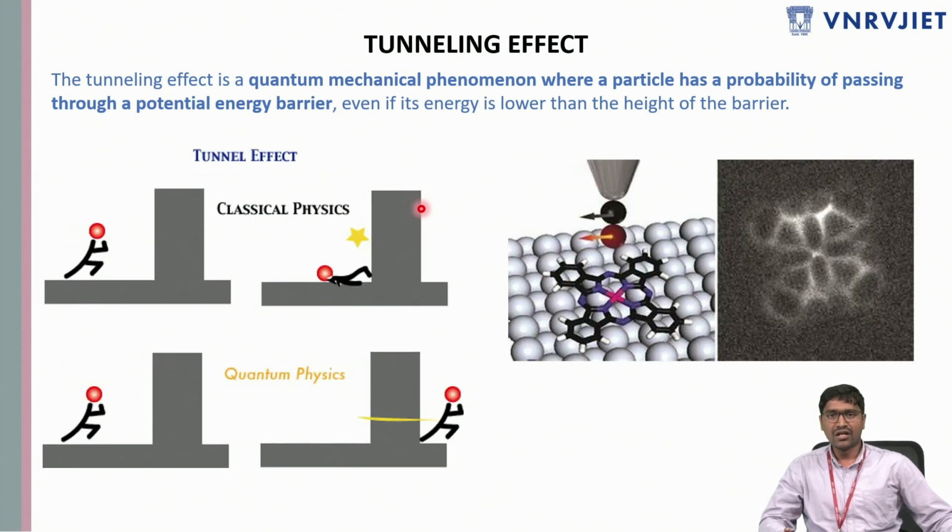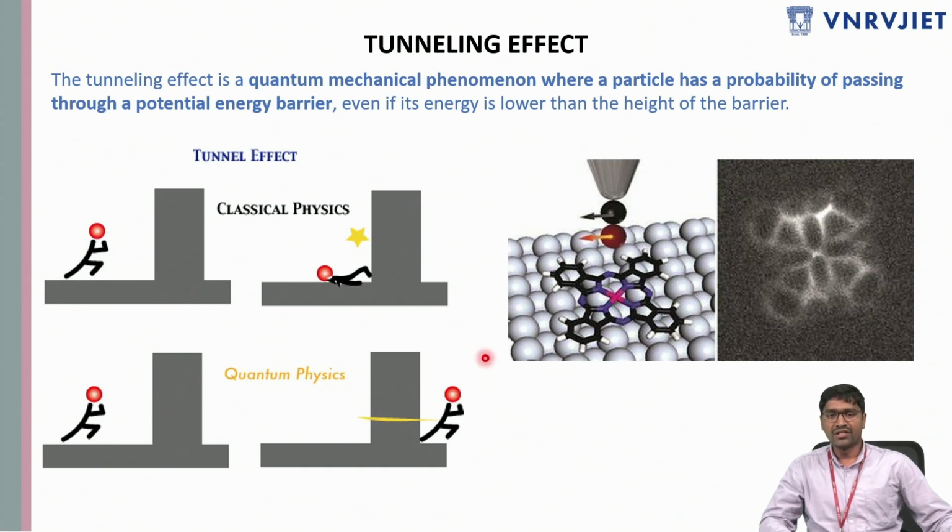So I will extend how STM works based on quantum mechanics. As I mentioned, if the electron is considered as a particle, that comes under classical physics, where it cannot cross the potential energy barrier because the electron has lower energy than the barrier, so it will bounce back. But in quantum physics, the electron behaves like a wave, because of that, it cannot cross the barrier, but it can tunnel through the barrier.